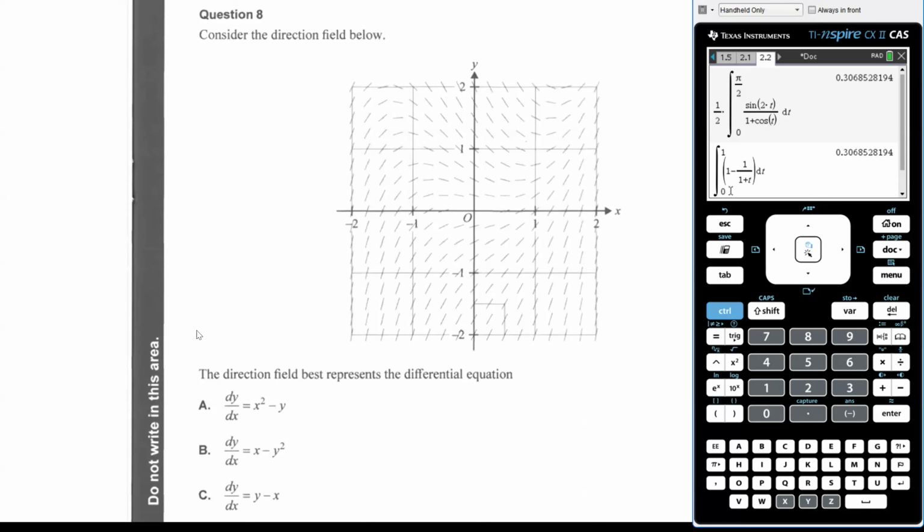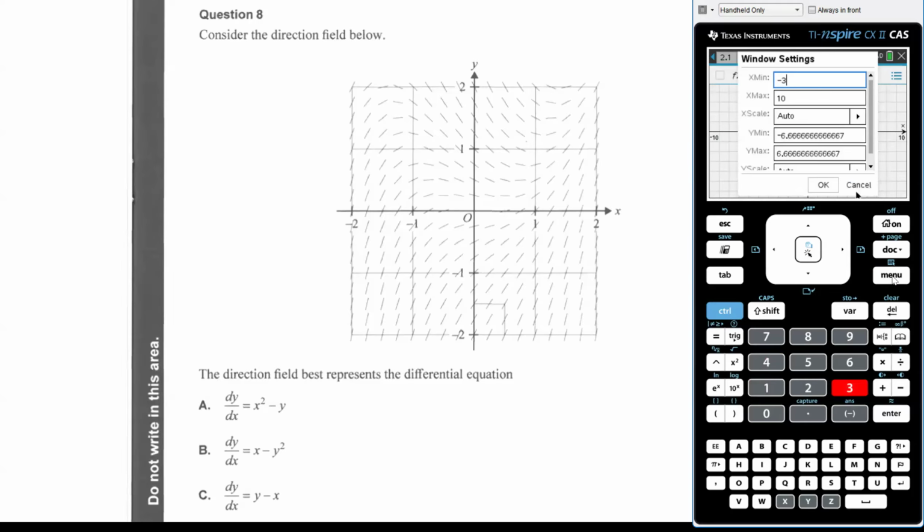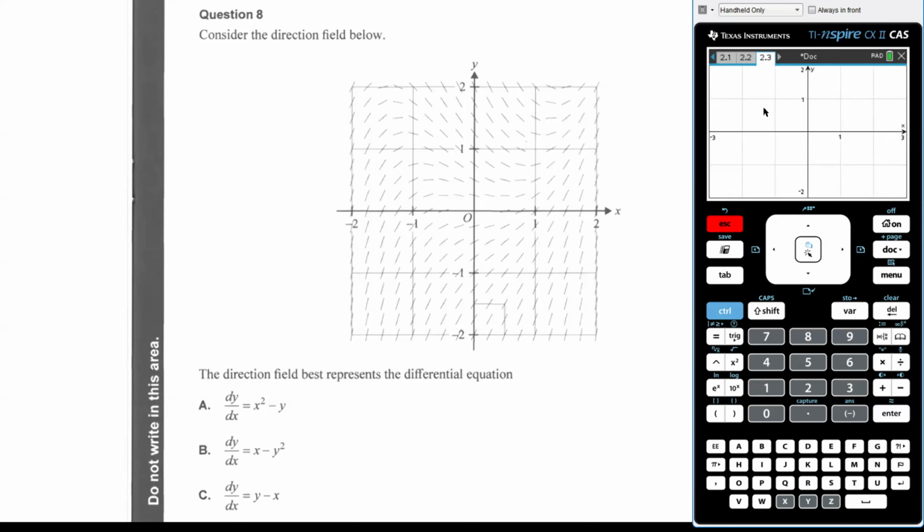Question 8, we've been provided with a direction field or slope field here. So we would like to find the best differential equation to match this slope field. What I'll do is add a graph. Notice the scale here is from -2 to 2, -2 to 2. But to make sure I have a 1-to-1 scale on my CAS window, I would go Menu, 4, 1, and I'll use -3 to 3. Scale is 1. Y values -2 to 2. Scale is 1. So I'm able to get these nice 1-to-1 squares and grids.